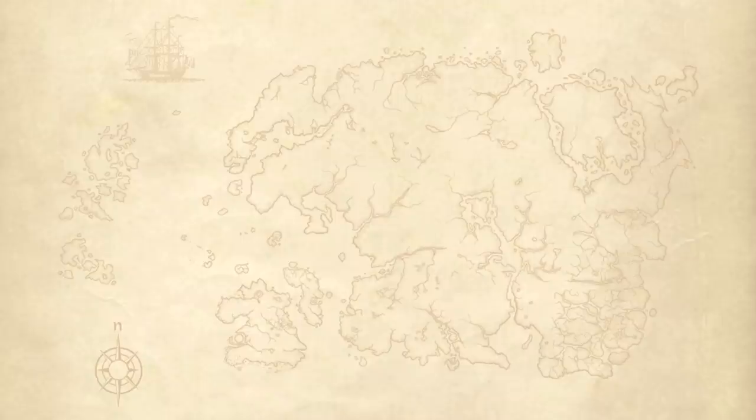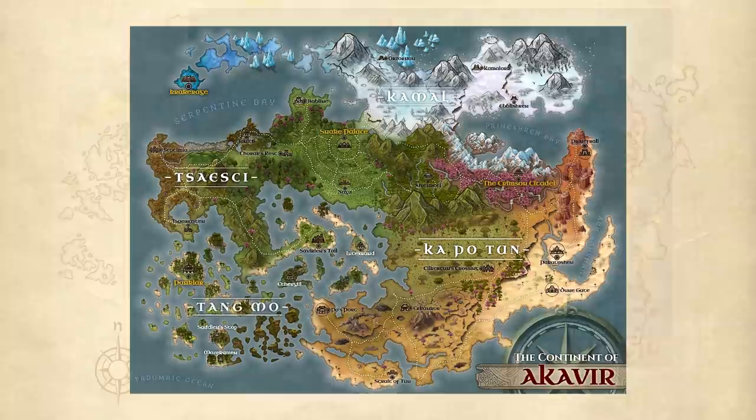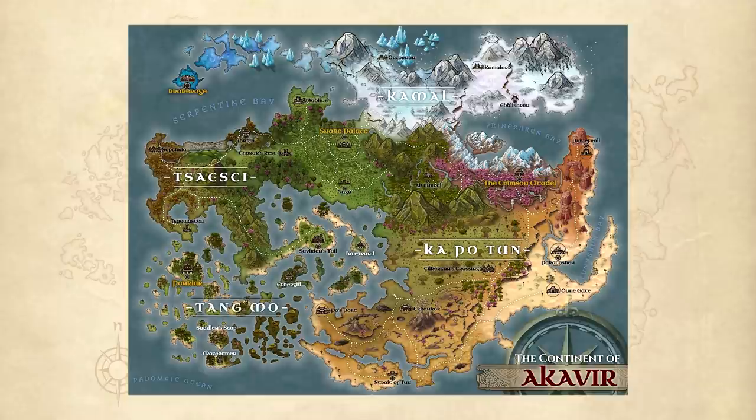So next in line is Kamal, and Kamal is not just the name of a country or a race, no, it's the name of both. Both the nation and the race inhabiting said nation is called Kamal. The creatures that make up this race are described as primal snow demons who live in the region of Kamal, which translates to snow hell.